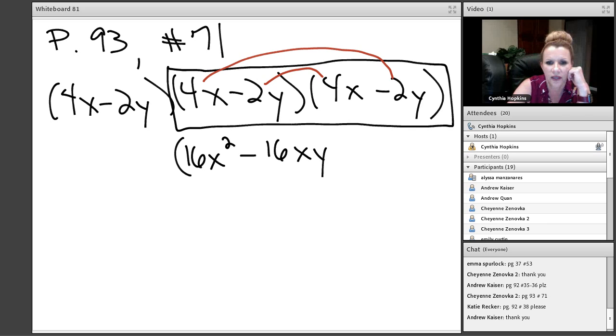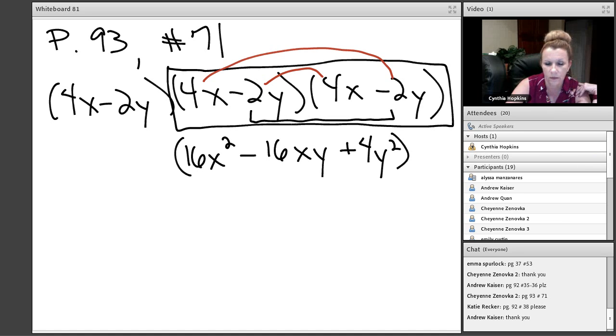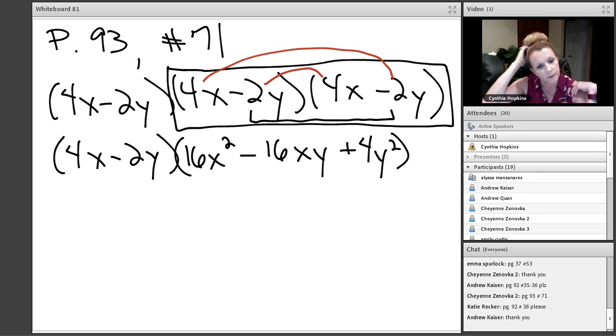Okay, next I want the negative 2y times negative 2y. For some reason, that is usually where students make mistakes when they're multiplying 2 binomials. The negative times the negative is positive. If you mess that up, you just messed up the whole problem. Your 2 times 2 is not 2, it is 4, and then I have y squared. Okay, so I got a trinomial from the product of these 2 binomials, and then I still have this 4x minus 2y as a binomial in front of that.